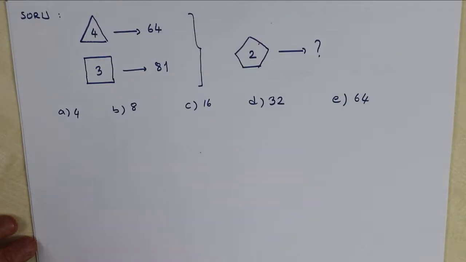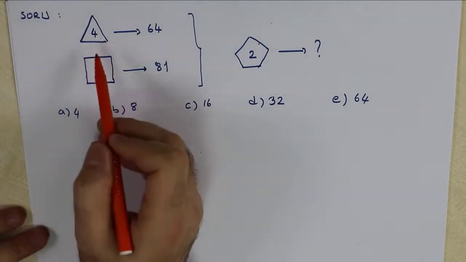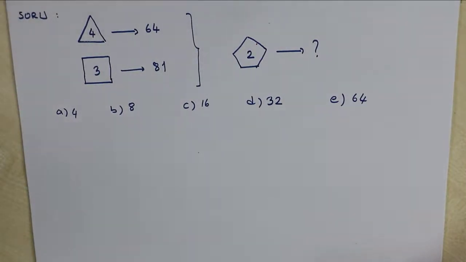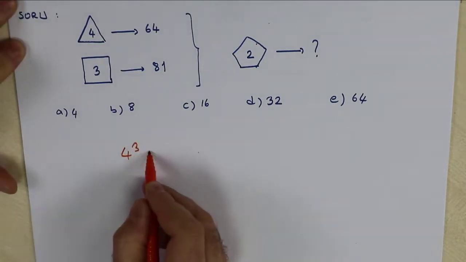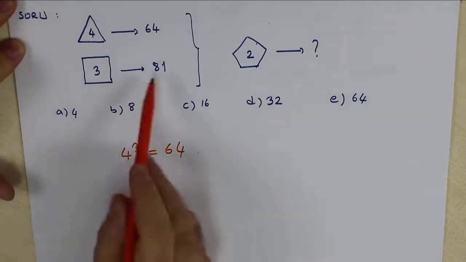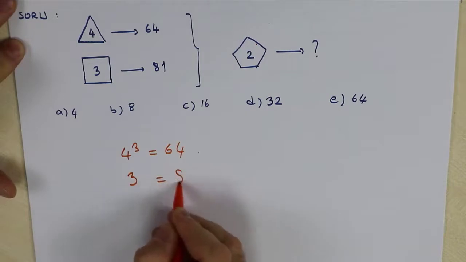The next question is a diagram question, or among the diagram questions. We have different diagrams with some numbers inside and some numbers represented outside. So 4 and 64, 3 and 81. The triangle has 4 in the center and 64 outside. What is the relationship between 4 and 64? 4 to the power 3 is equal to 64, and 3 to the power 4 is also equal to 81.